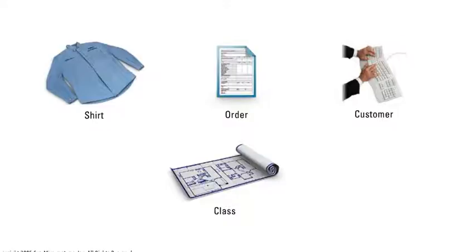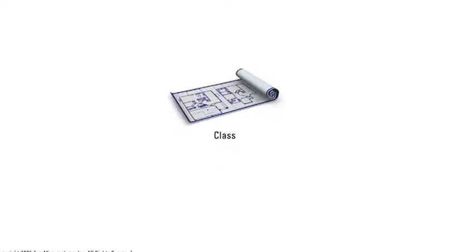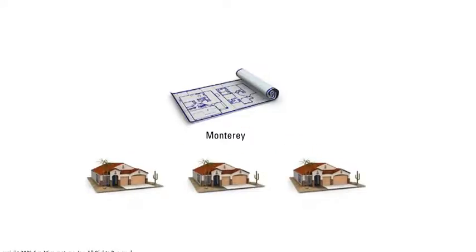So let's go ahead and take an example. Let's say home building. Let's say we have a home builder that wants to build a certain style of house. The first thing they're going to do is make a blueprint. Now that blueprint isn't the house, it's just the plans to be able to build a house in that configuration and that style, for instance, like Monterey. So using the Monterey blueprint, our builder can build as many houses in that style as they want.